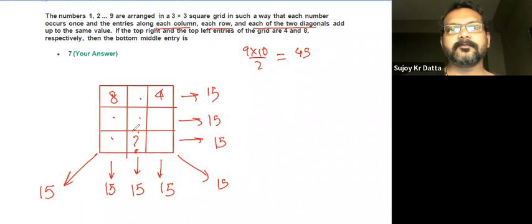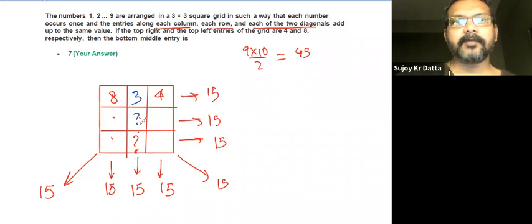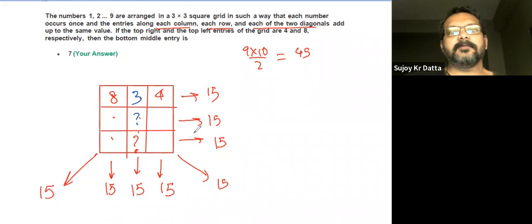Once we know this, we just need to quickly figure out the other values. So 8 plus 4 is 12, so that's 3. Now, if each of the sums is 15, let us say we try to figure out what the middle value will be, because every line adds up to 15. If you can figure that out, then very easily we can figure out what this number will be. Obviously we can make an equation and solve it out.